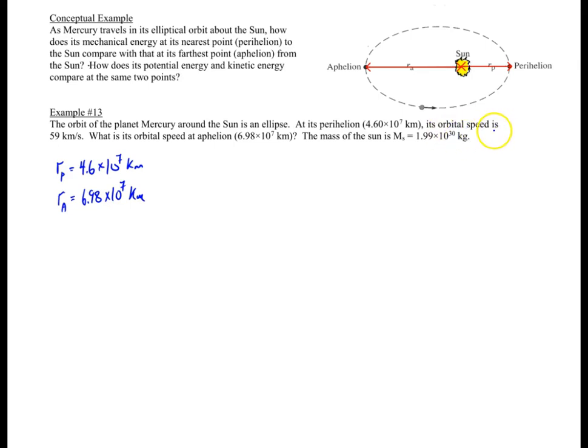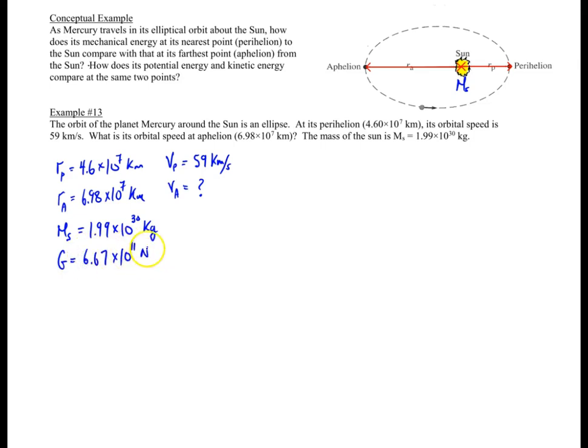We're also told the orbital speed when it's at the closest point, v sub p, is given as 59 kilometers per second. We are not given the velocity at aphelion, so we need to find that out. Furthermore, we're given the mass of the sun, m sub s I'll call it, for mass of the sun. That's 1.99 times 10 to the power of 30 kilograms. We also know Newton's universal gravitational constant, which is 6.67 times 10 to the power of negative 11 Newton meters squared over kilograms squared. So how are we going to solve for the velocity?